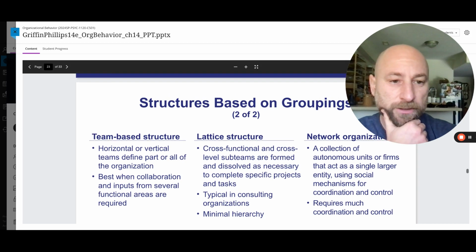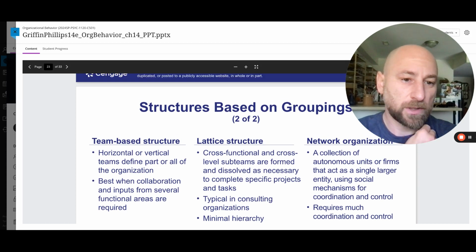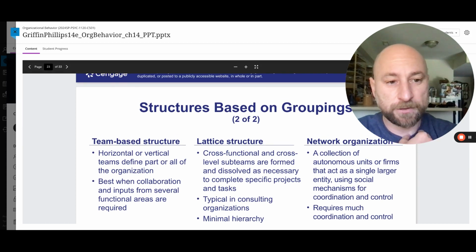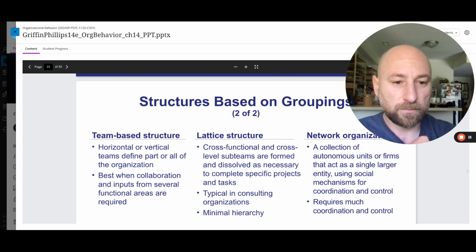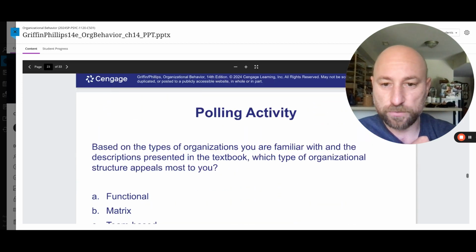Network organization refers to a collection of autonomous units or firms that act as a single larger entity using social mechanisms for coordination and control. Requires much coordination and control.